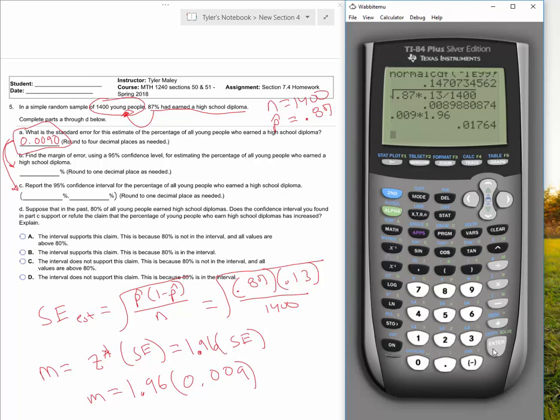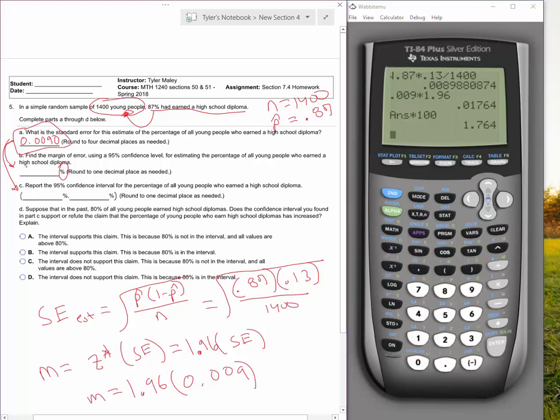I get this value. Notice the unit here wants it to be a percent. So to turn this into a percent, I need to multiply by 100. Now it's in percent form. We want to round to 1 decimal place, so that would be 1.8.